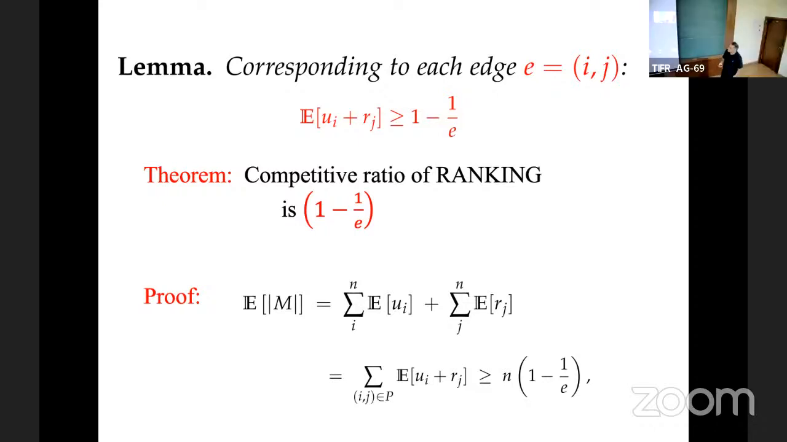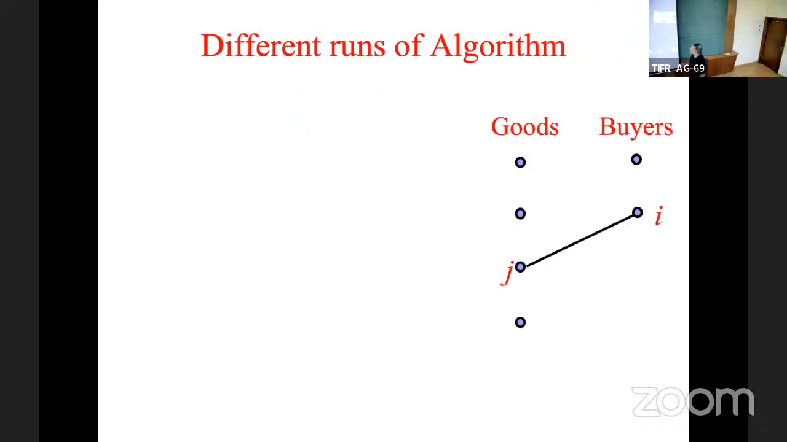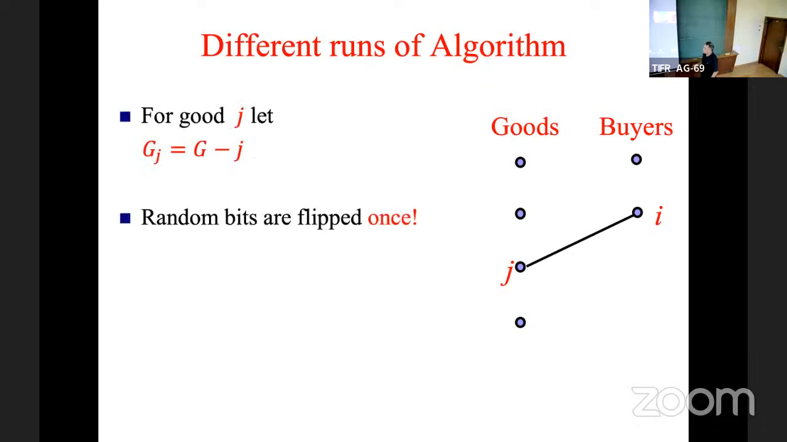Right. So I'm left with proving the lemma. Okay, so let's go to the lemma. Now, for this, I have to talk about several different runs of the algorithm. What do I mean by runs of the algorithm? Okay, so for every good j, let Gj be the graph where I remove this good j.